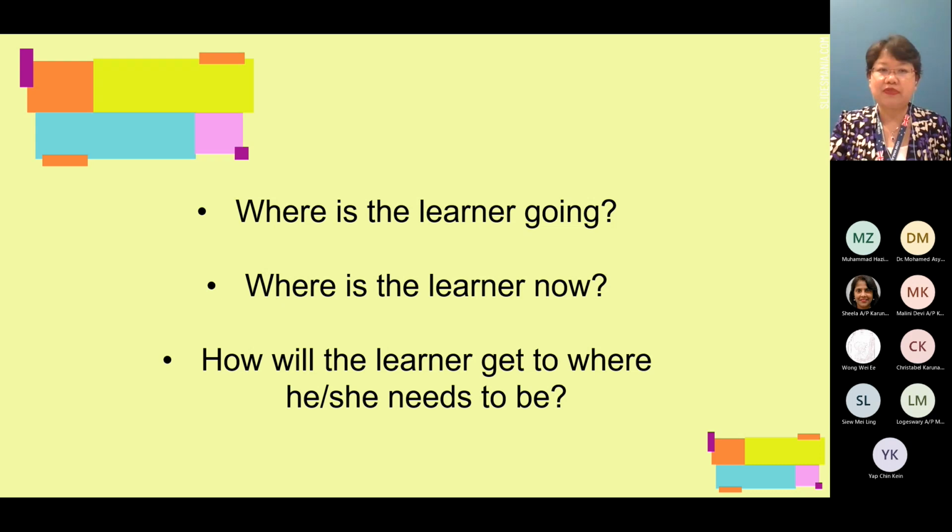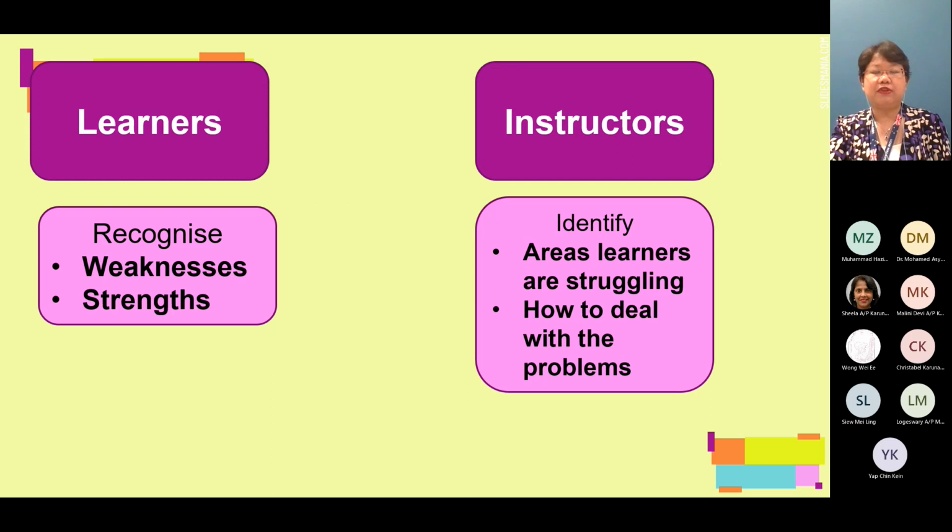Formative assessment asks where the learner is going, where the learner is now, and how the learner will get to where he or she needs to be. It helps learners to recognize their weaknesses and their strengths. Learners would know that if I'm asked this question, I don't really understand this area, and for another area, I am actually able to do that. And for instructors, it helps identify areas learners are struggling in and how to deal with the problems.